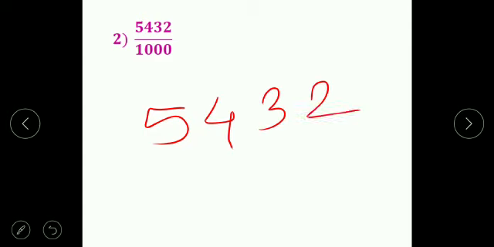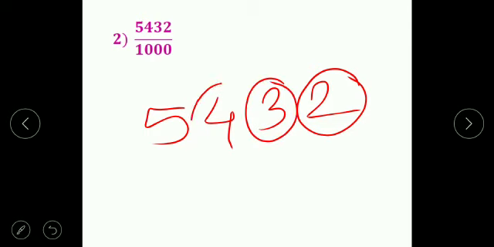Now suppose the next example. The second example is 5432 divided by 1000. So your number is 5432. Now check how many zeros there are after the 1. 3 zeros, correct? So put the decimal point from right to left after 3 digits. Count 1, 2, 3 and put the decimal point. So what is the answer here? 5.432. This is the answer of question number 2.